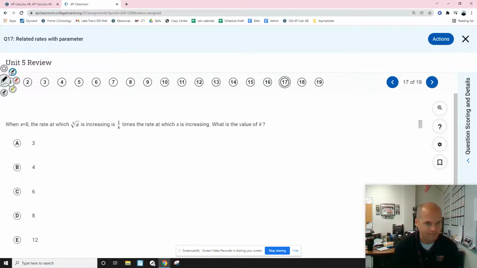When x is 8, the rate at which the cube root of x is increasing is 1 over k times the rate at which x is increasing. What is the value of k? Whoo! Okay, well, let's figure out how this is increasing. One third x to the negative 2/3 is dx/dt.